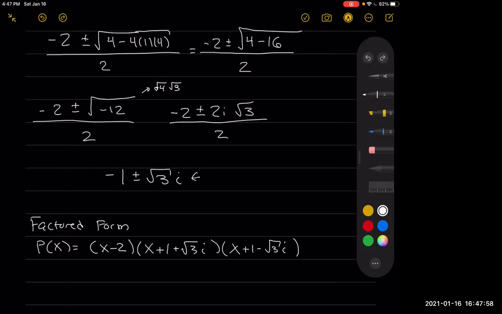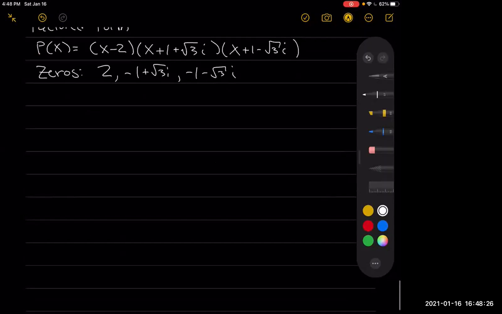Okay, so then our zeros are 2, negative 1 plus the square root of 3 i, and negative 1 minus the square root of 3 i. Okay. Perfect. I think I said the cubed root while writing the square root of 3 a bunch there. That's the wrong word. I should have been saying the square root of 3. Sorry about that. All right, and then going on to our last problem, 7b.